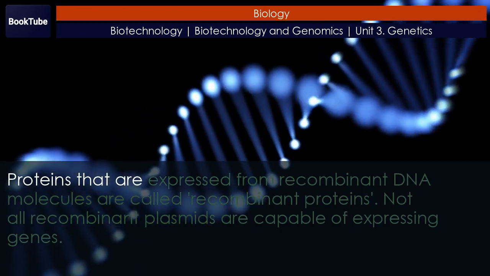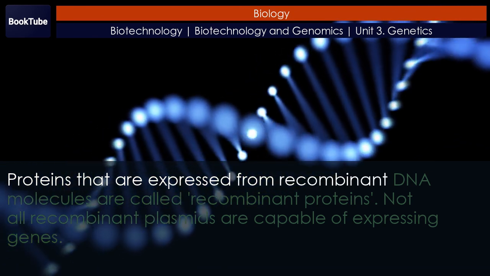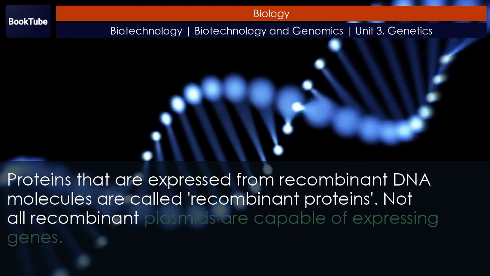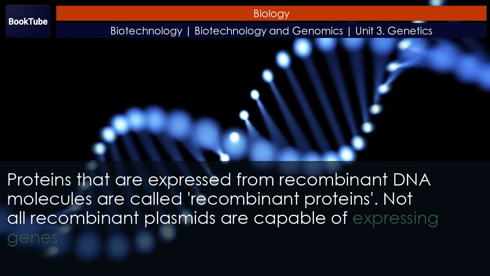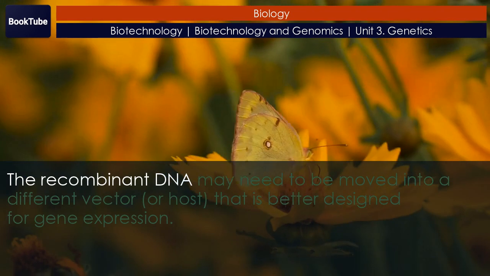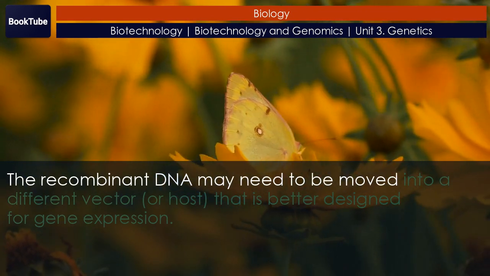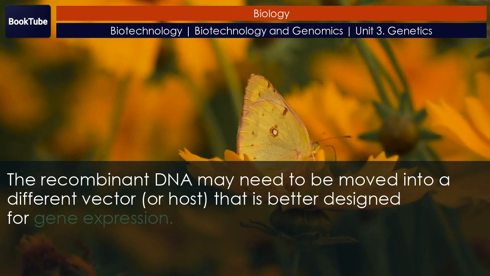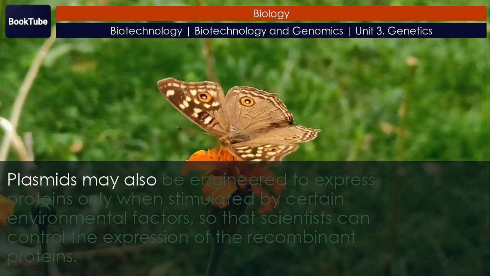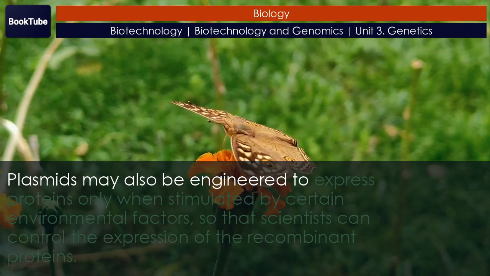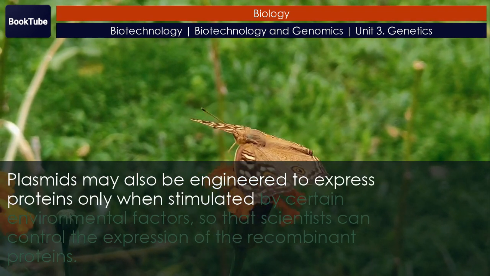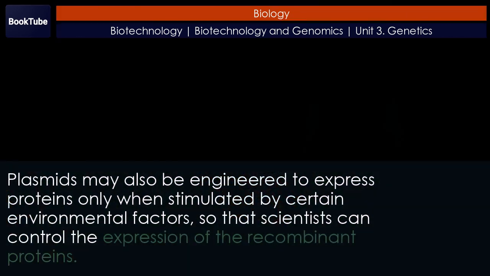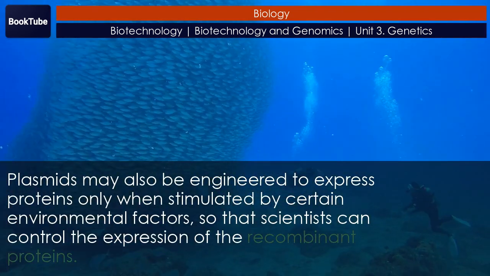Proteins that are expressed from recombinant DNA molecules are called recombinant proteins. Not all recombinant plasmids are capable of expressing genes. The recombinant DNA may need to be moved into a different vector or host that is better designed for gene expression. Plasmids may also be engineered to express proteins only when stimulated by certain environmental factors, so that scientists can control the expression of the recombinant proteins.